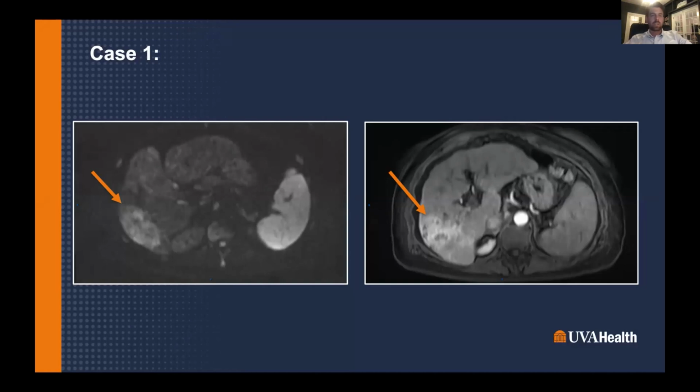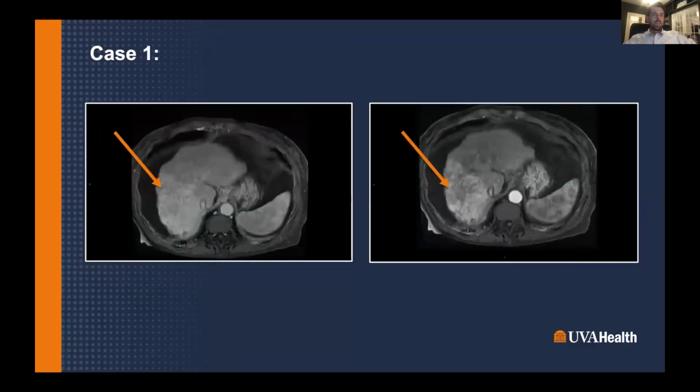Case 1 here shows an infiltrative LI-RADS 5 lesion in the right hepatic lobe. This was treated with Y90. 3 months later, we see what may be thought of as a typical post-treatment look for Y90 without focal nodularity or washout to suggest viable disease.